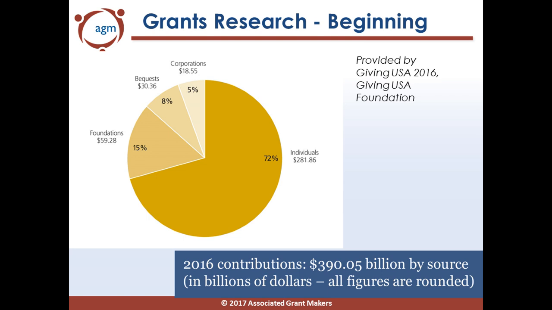Foundation giving is the next largest, which is what we'll be focusing mostly on today: 15% or nearly $60 billion a year is given out by foundations, followed by bequests or wills, about 8%, $30 billion, and corporations, which seem like they might have the largest amount based on their size, but are actually a fairly small portion of annual private giving, about 5% or $18 billion.